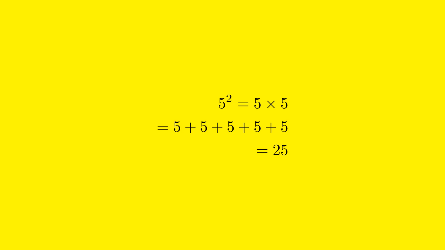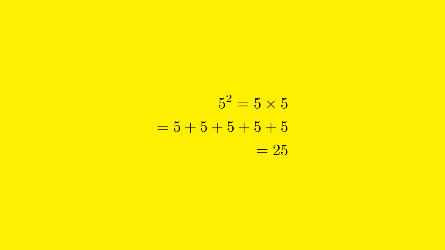You start with the number 5, then you add another 5, which gives you 10. Add another 5 to 10, and you get 15. Add another 5 to 15, and you get 20. Finally, add another 5 to 20, and you get 25. So when you multiply 5 by 5, the result is 25.